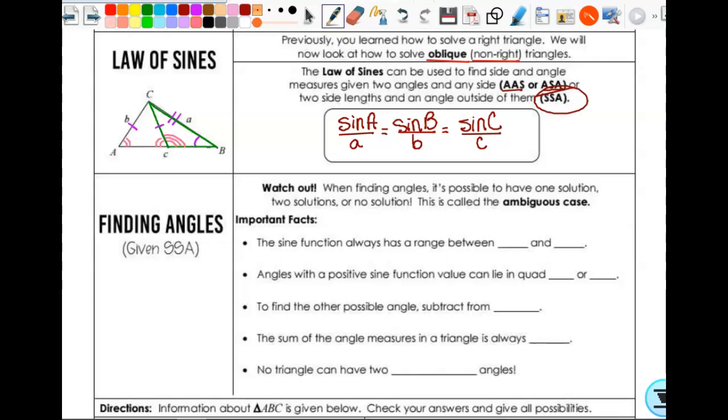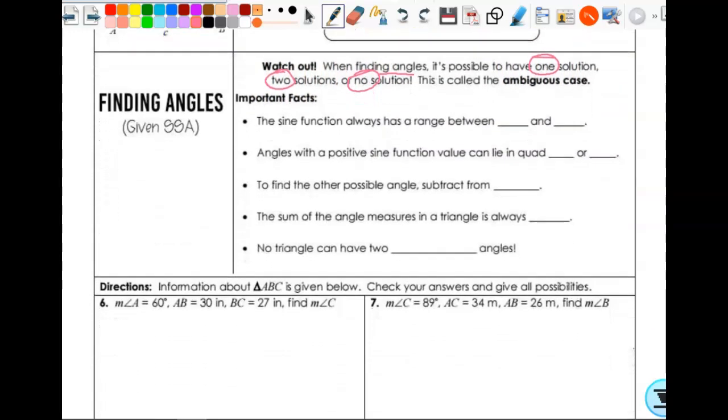So let's talk about what we know and what we're going to have to check. So this says, watch out. When finding angles, it's possible to have one solution, two solutions, or no solutions. That's why this is called the ambiguous case.